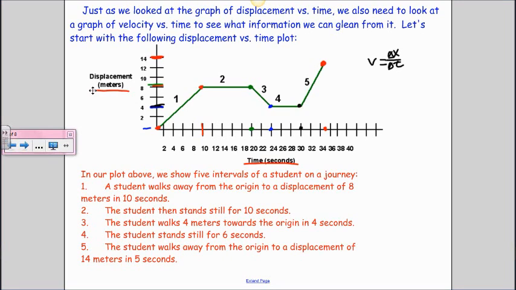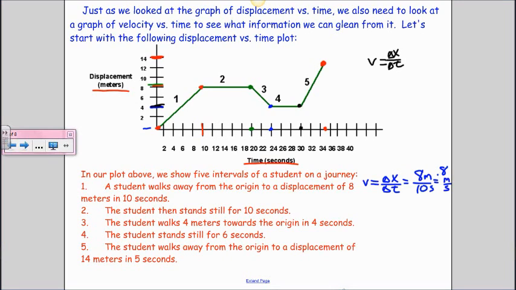So, for each part, 1, 2, 3, 4, and 5, we can figure out the average velocity of the student traveling. Let's do it for number 1. Velocity is a change in position over a change in time. What was the change in position? Well, they started at the origin, which was 0, and walked to 8, so the total displacement was 8 meters. And how long did it take the student to do that? Started at a time of 0 and ended at 10 seconds, so it took 10 seconds. So the velocity of the first leg is 8 divided by 10, which is 0.8 meters per second.